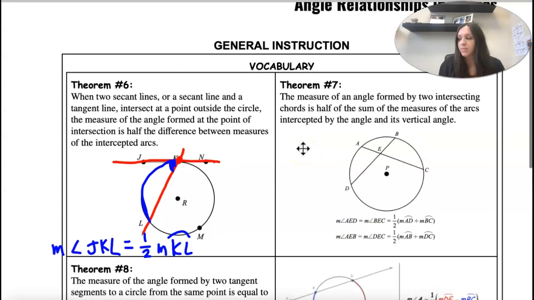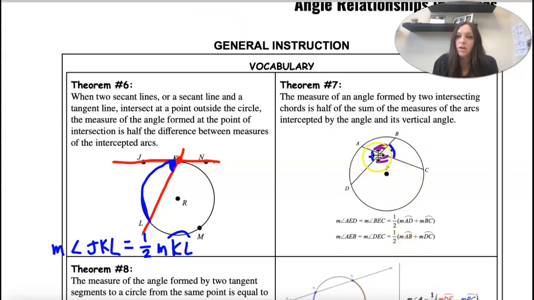So, theorem 7, the measure of an angle formed by two intersecting chords is half the sum of the measures of arcs intersected by the angle and its vertical angle. So we have two chords that cross right here. We know these angles are equal, they're vertical. And we know that these two angles are equal, they're vertical.